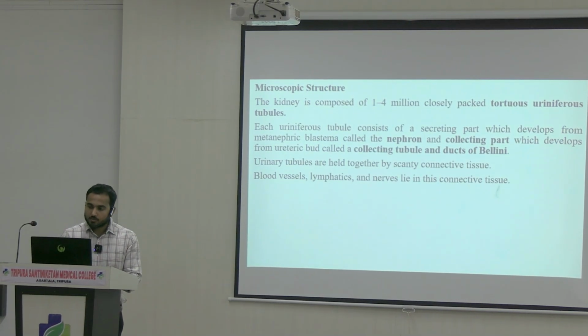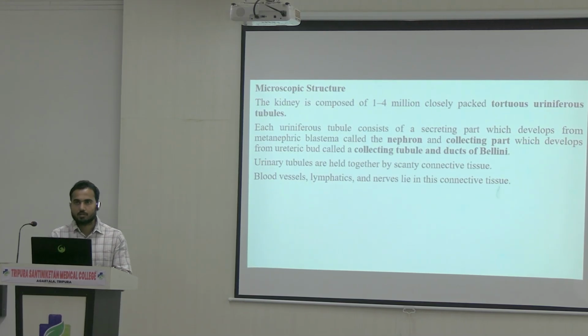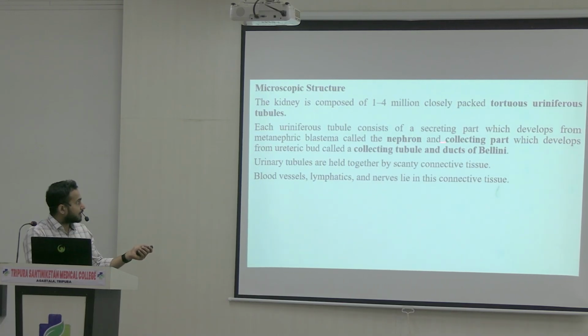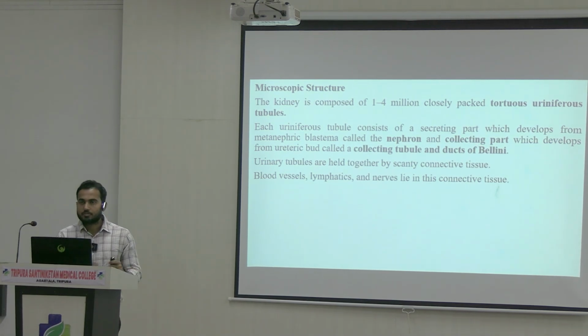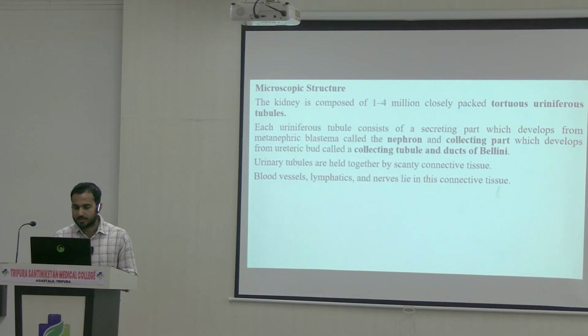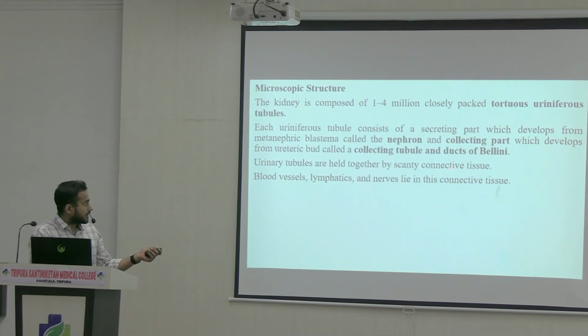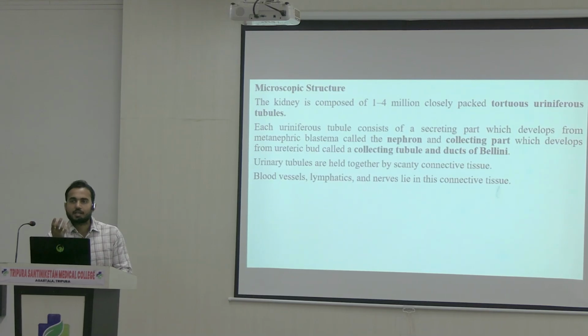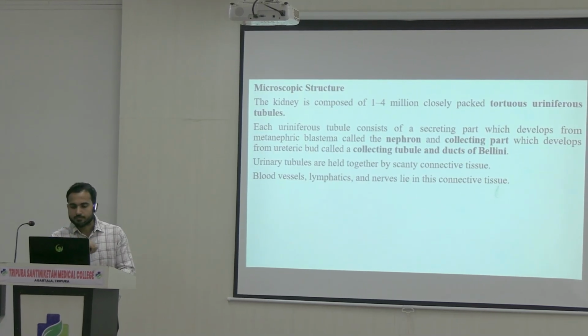Now this particular uriniferous tubule is made up of two parts. What are they? First is the nephron, that is the secretory part, and the collecting part is also there. Of course the development is different; the collecting part and the secretory part do not develop in the same way. The uriniferous tubules are held together by some connective tissue, and in that connective tissue blood vessels and lymphatics are present. That connective tissue along with blood vessels and lymphatics acts as the stroma of the gland.